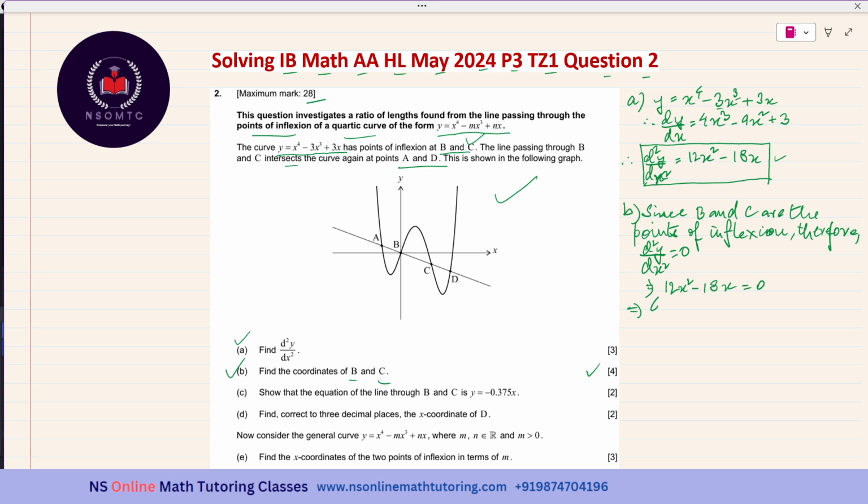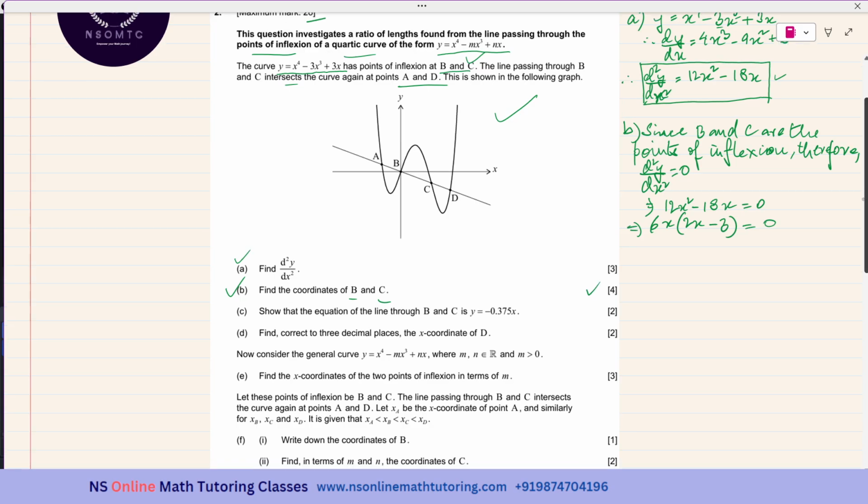If I take out 6x as the common factor, I have 2x from the first term and minus 3 from the second term, equal to 0. So this means either 6x equals 0 or 2x minus 3 equals 0. This implies x equals 0 or x equals 3 over 2, or you can write it as 1.5, whatever you want. Now these two are the x coordinates of the points B and C.